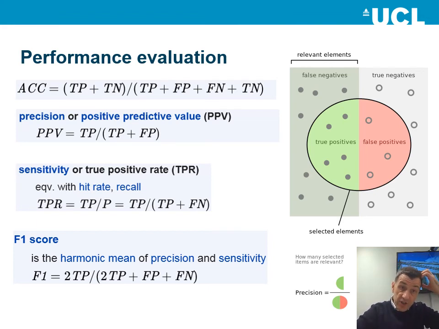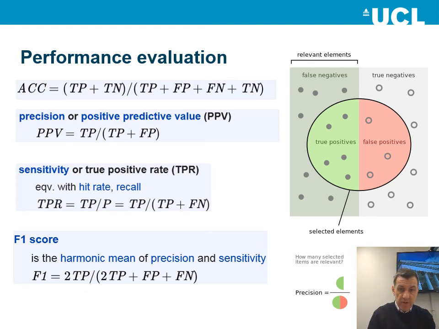So in the machine learning literature, we very often talk about 2 measures, precision and sensitivity. Precision is the same thing as positive predictive value. It's the number of disease cases which are correctly identified, the true positives, as a proportion of the total number of cases that are identified. So that's the true positives and the false positives. Whereas the sensitivity is the number of disease cases that are correctly identified as a proportion of the total number of disease cases, so as a proportion of the true positives and the false negatives.